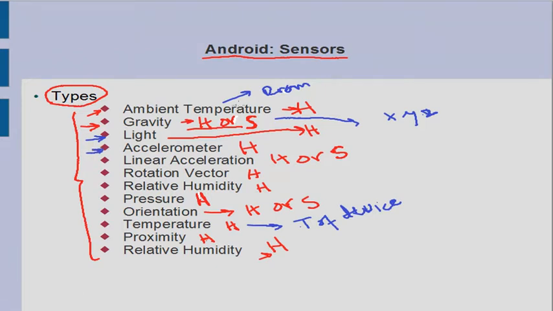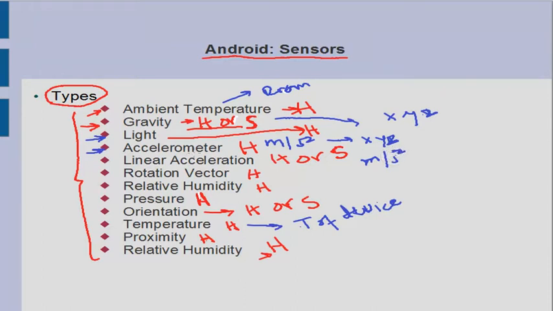So the accelerometer measures the acceleration in meters per second squared, for all the three x, y, and z axes of the device. And then comes the linear acceleration. This is also the acceleration in meters per second squared on all the three axes, x, y, z.